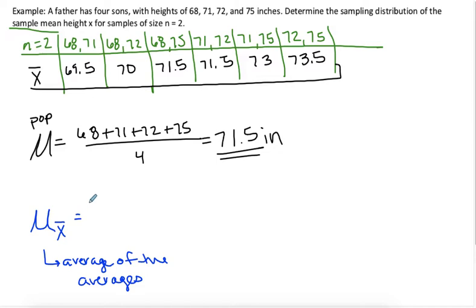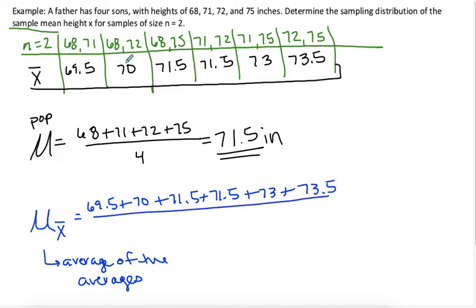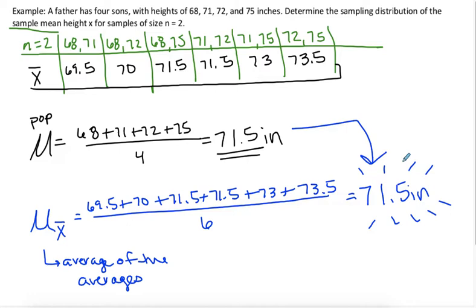And so if I added the 69.5 plus the 70 plus the 71.5 plus the 71.5 plus 73, and the last one 73.5, and divided by the 1, 2, 3, 4, 5, 6 that I have here, when I put this in my calculator, I get the exact same number that we had here. It doesn't seem like such a big idea, but statistically, this is a great thing that's happening.